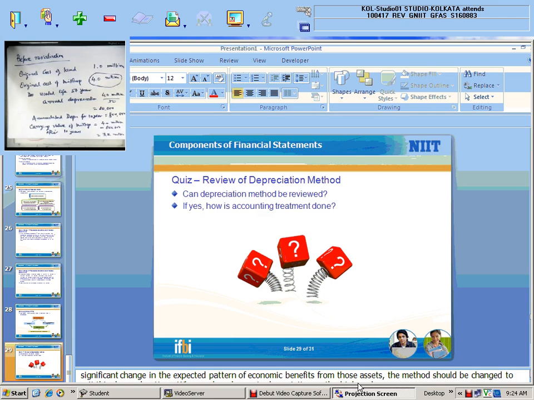So the earlier years' profit and loss and balance sheet will not be affected. Only the current year's and the future years' financial statements may get affected due to changes in the depreciation. So it is a prospective effect. Any change in accounting estimate only has a prospective effect, not a retrospective effect. So that is to be understood, because a change in method of depreciation is treated as a change in accounting estimate, and it has only a prospective effect, so it can affect only the current year's profit and future years' profits, but not past years' profits.